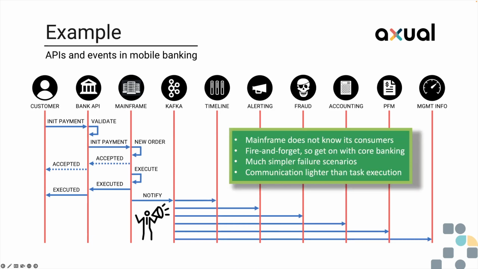This gives a much better picture than the picture before, because now mainframe doesn't need to know all its consumers. It becomes really a fire and forget to notify a single system about the transaction that just got executed. It's much simpler, and the communication is much lighter. So you can really concentrate on executing your core banking processes. Now the division between work and notification is really 2-to-1 instead of 2-to-6. So that's really a good improvement.